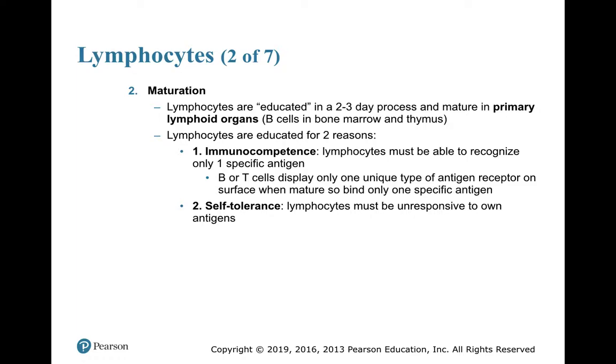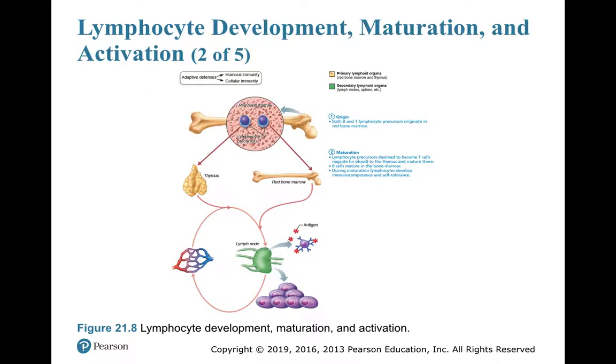They have to be educated because, number one, they want to become immunocompetent. So, to be immunocompetent, a lymphocyte, before it's ever seen an antigen, has to be able to recognize only one antigen. They will each display on their surface one unique antigen receptor when they are mature. That's part of the education process. They also have to be self-tolerant. They cannot recognize self-antigens. If they recognize self-antigens, we want to get rid of them because that would lead to autoimmunity.